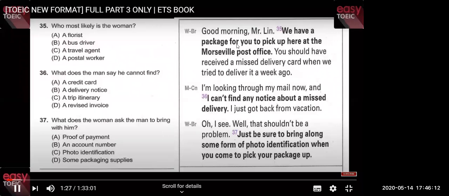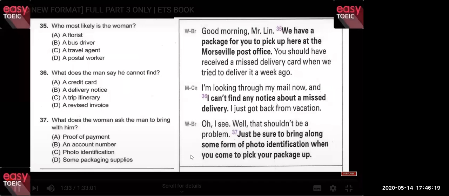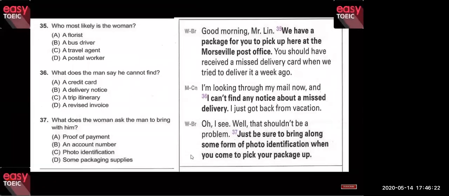Questions 35 through 37 refer to the following conversation. Good morning, Mr. Lin. We have a package for you to pick up here at the Morseville Post Office. You should have received a missed delivery card when we tried to deliver it a week ago. I'm looking through my mail now and I can't find any notice about a missed delivery. I just got back from vacation. Oh, I see. Well, that shouldn't be a problem. Just be sure to bring along some form of photo identification when you come to pick your package up. Okay.